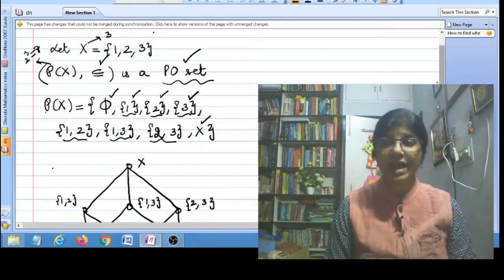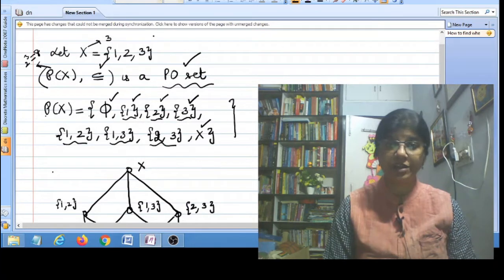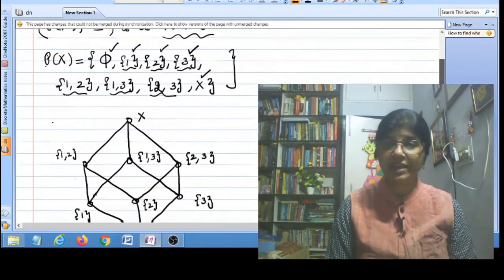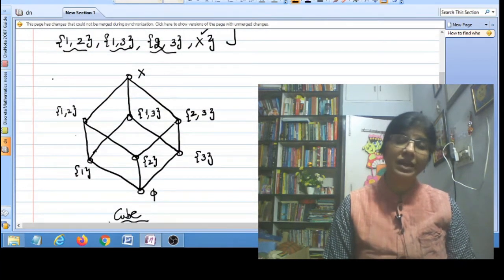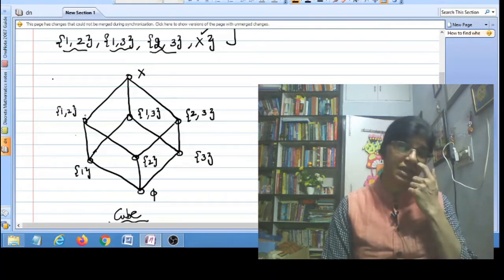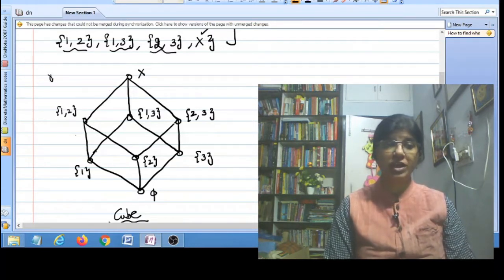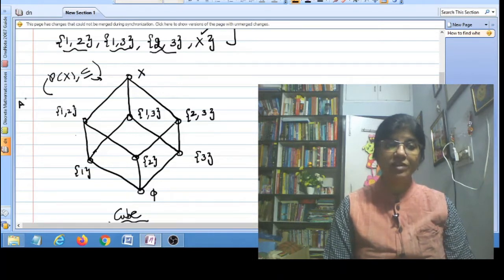Now, if you draw the Hasse diagram of this PO set, this is very much a finite PO set. In my earlier videos I have already explained many times the Hasse diagram of the power set of X with respect to the inclusion relation. Inclusion relation is the relation contained. A set A is related to B if A is contained in B. So this is the inclusion relation.